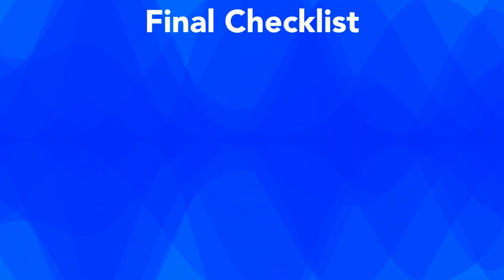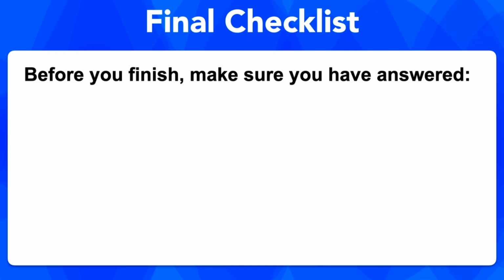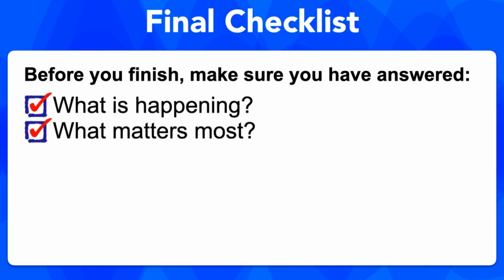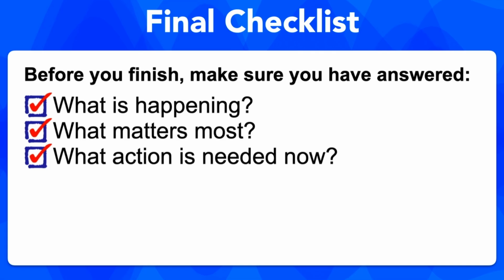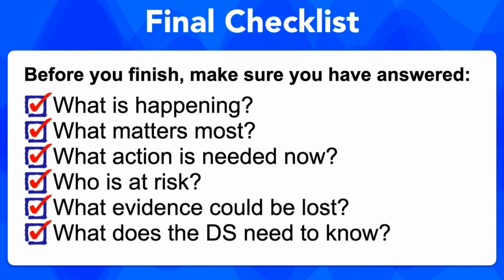Now, here is a final checklist. Before you finish, make sure you have answered this during the briefing exercise. What is happening? What matters most? What action is needed now? Who is at risk? What evidence could be lost? And what does the detective sergeant need to know? If you cover these six questions, your briefing will be much stronger. This will help you stay focused, avoid rambling, and show the judgment expected of a future detective constable.